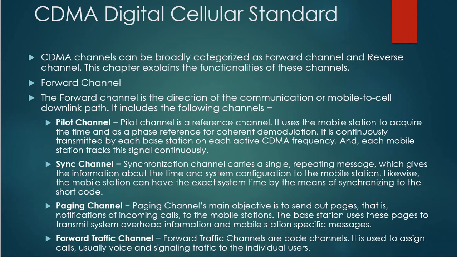Paging channel. The paging channel's main objective is to send out pages, that is, notifications of incoming calls to the mobile stations. The base stations use those pages to transmit system overhead information and mobile station specific messages. So if we have an incoming call or any other information, then the mobile station gets some notifications. This is called the paging channel. And forward traffic channels.